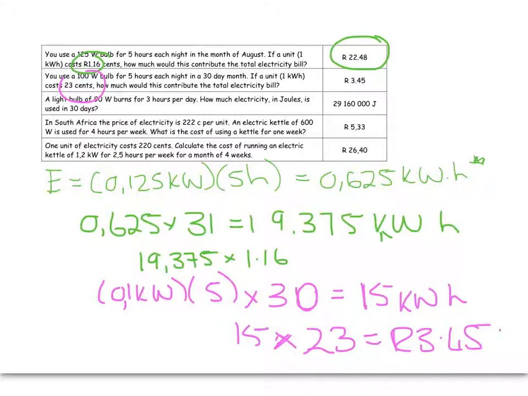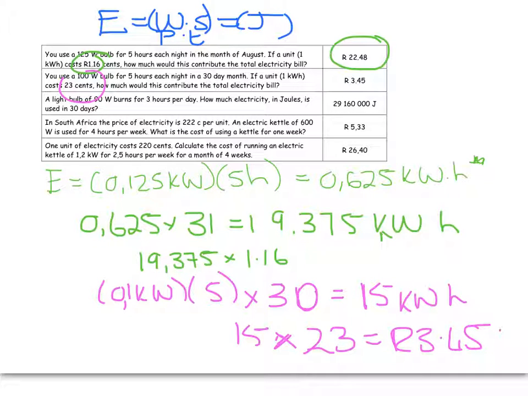A light bulb of 90 watts burns for 3 hours per day. How much electricity in joules is used? Now it's really important. Energy can be given in kilowatt hours, but a joule is a watt second. So the power times time is watt seconds, and then you're going to land up in the unit of joules.